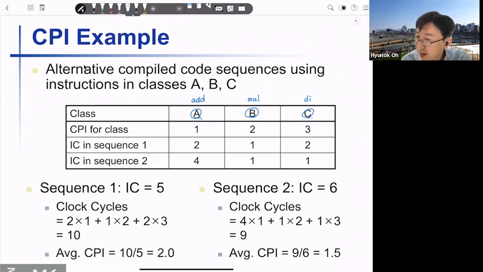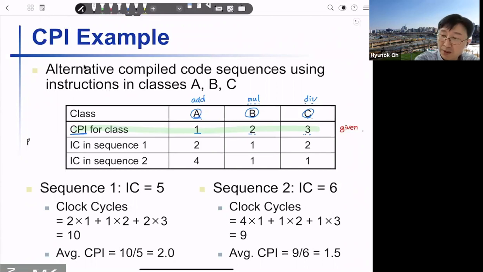For the A type, we know that the CPI is just 1. So to execute an addition instruction, we need just 1 cycle. For multiplication, it takes 2 cycles. In the division case, it takes 3 cycles. We already know that; these are given and fixed. Then we are executing 2 programs.